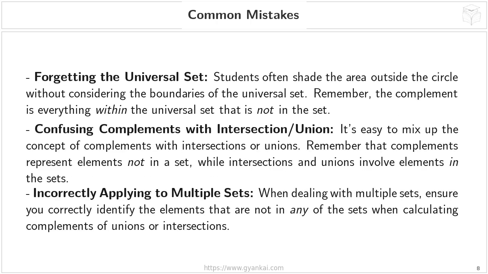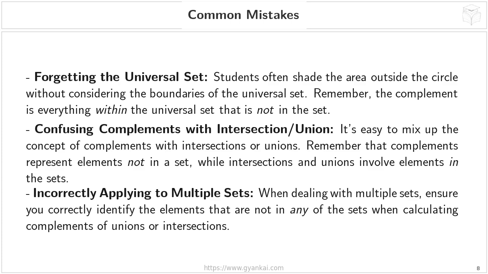Finally, incorrectly applying the concept to multiple sets is another common issue. When you have two or more sets inside the universal set, and you're asked to find, for example, the complement of the union of those sets, it's crucial to remember what that means. The union combines all the elements from both sets, and then the complement takes everything not in that combined area. So, you need to identify the area outside both circles, but still inside the rectangle. It's about finding elements that are in neither of the sets.